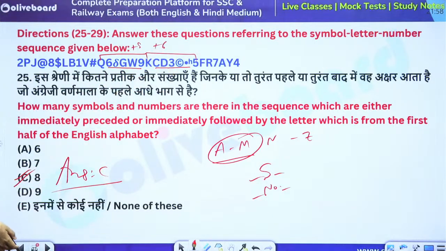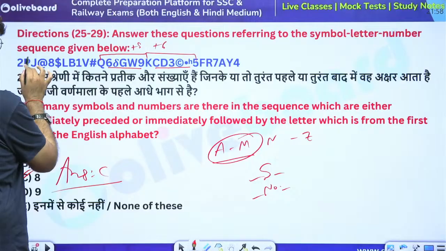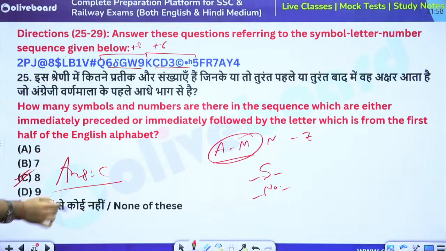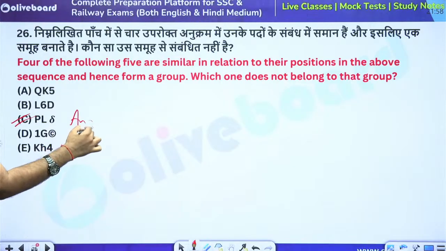Okay. PL delta 1GC. PL 1, 2, 3, 4. No, this is it. This is the one which is not following. Option C is the correct answer.